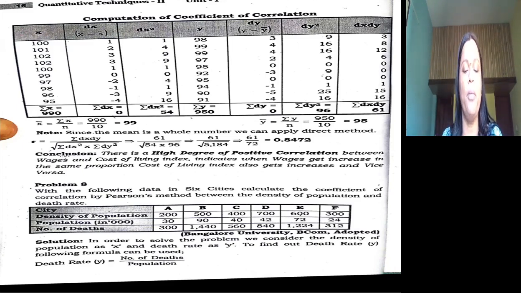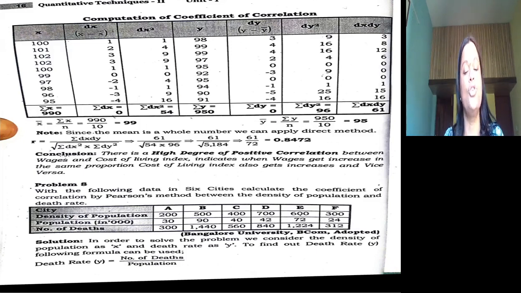So now we will see the next problem. In your notes, it is problem number 8. With the following data, in 6 cities, calculate the coefficient of correlation by Karl Pearson method between density of population and death rate. Try to understand. Density of population and death rate. Density of population is given, but death rate is not given. Instead, what is given? Number of deaths and population. So when you divide number of deaths by population, you will definitely arrive at the death rate.